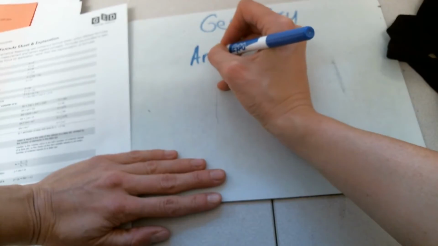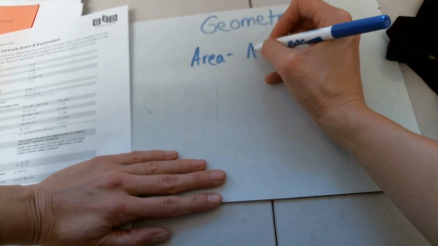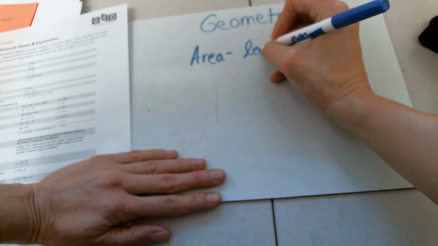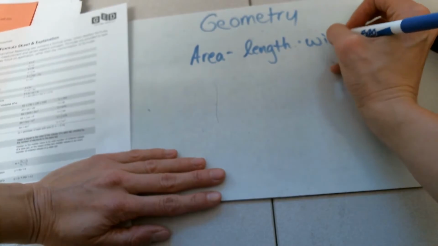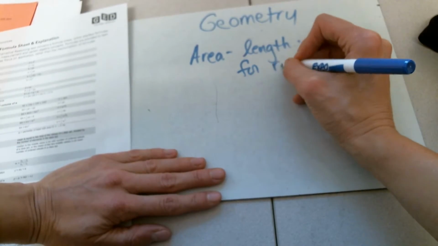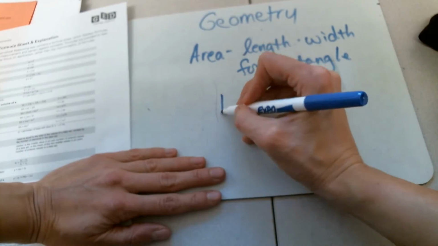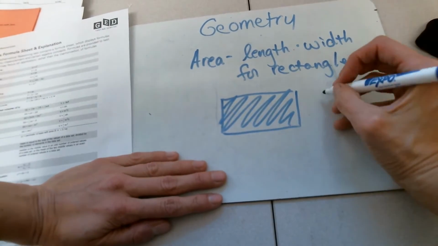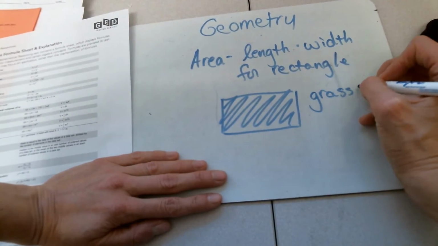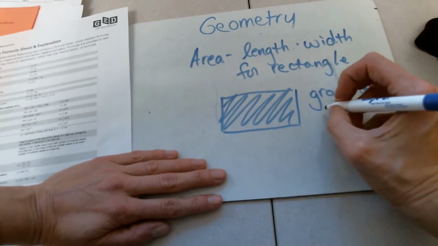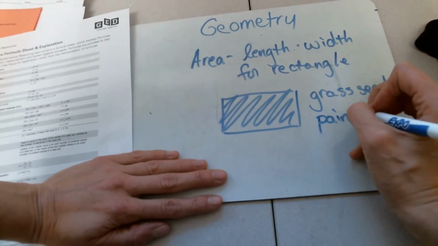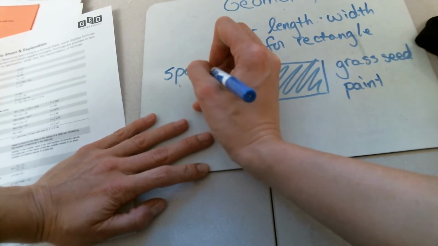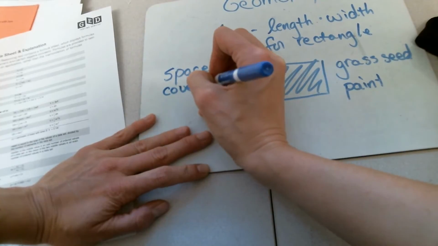Okay, now we're going to talk about area a little. So area is, let's see, how would I say it? It's the length times the width of a rectangle. So if I draw a rectangle here, the area is talking about how much space that covers. Okay, so practical applications of this are if I'm going to put grass seed around my yard, or also if I'm going to paint my wall, I might need to know how much space I need to cover. So we could say area is the space covered by a shape.